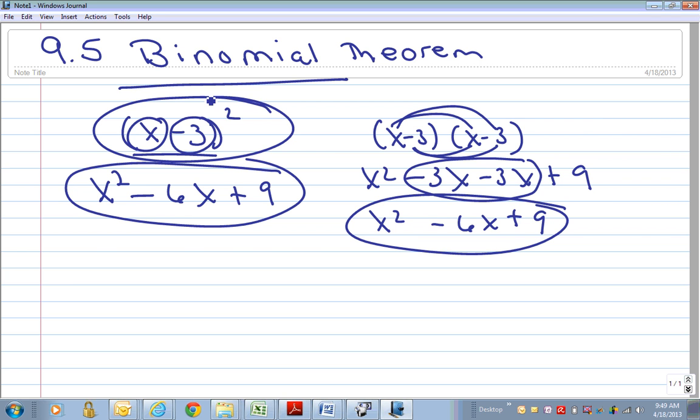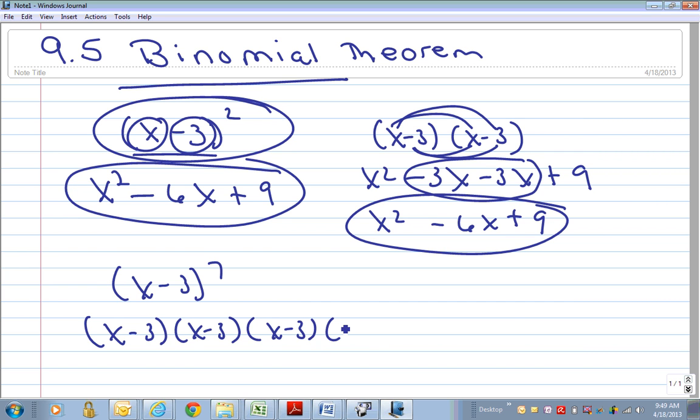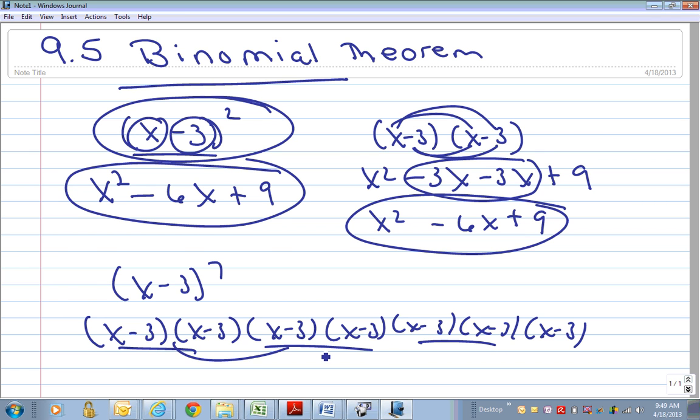Now I want to ask you, what if this binomial x minus 3 had been to the 7th power? Wow, that means we would have had to do x minus 3 times x minus 3, seven times. What a lot of work. We would FOIL these, and FOIL these together, and still multiply by the rest. It would take a lot of time, and there would be many, many places to make careless errors. So there is a shortcut for doing this using patterns, something called the binomial expansion.